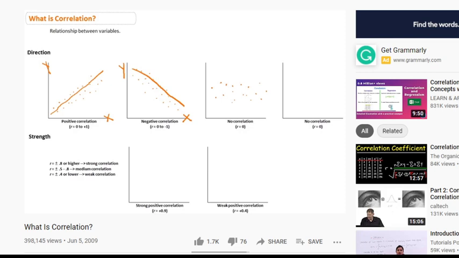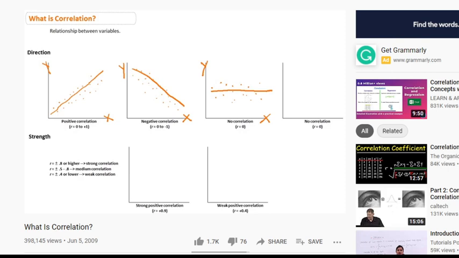Now, if we drew a line through this, like we did for the positive and negative correlation, you could see we would really have a straight line. This would be the best fit here. If we ever see this type of data set, or we can draw a straight horizontal line, then that means that there is no real relationship between x and y.